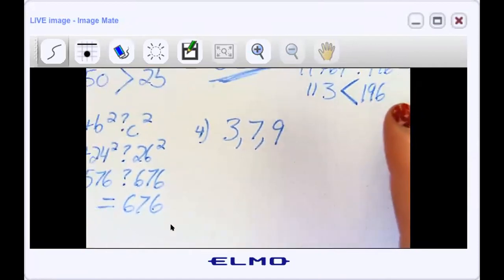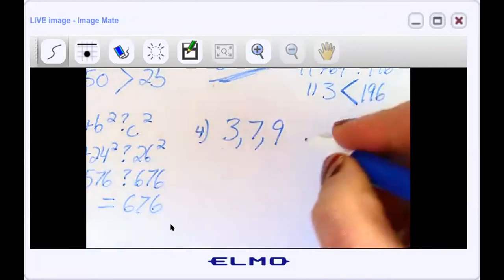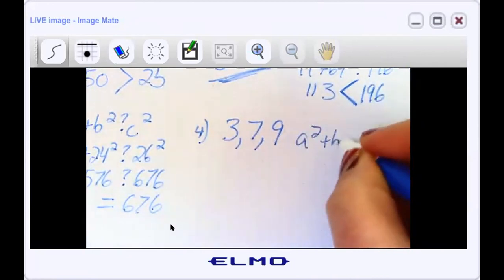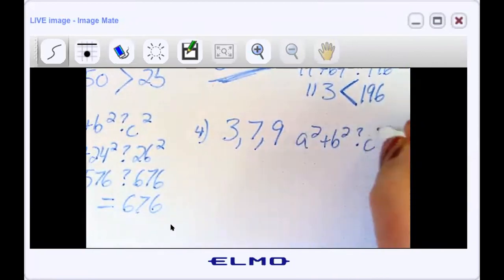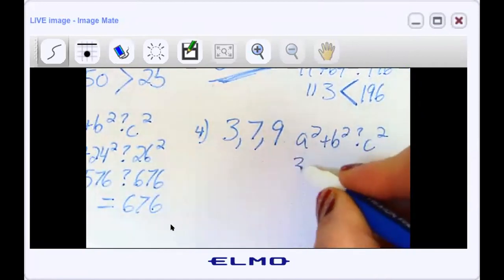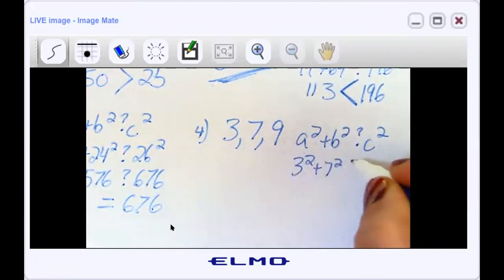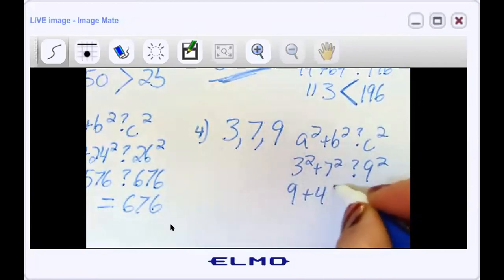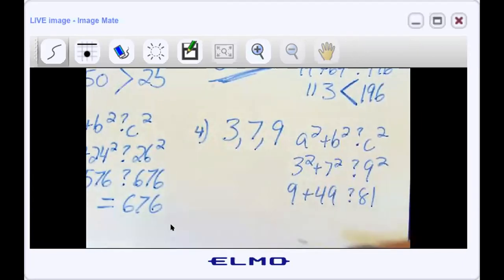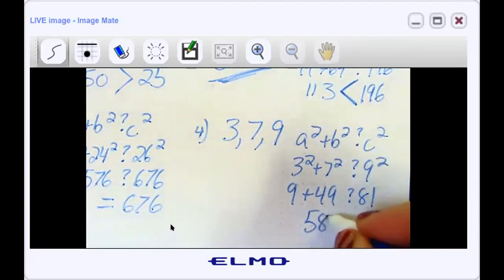So remember what we're doing. We've got to pop in a squared plus b squared and see how it compares to c squared. So I'm going to get 3 squared, 7 squared, 9 squared over here. So that's just 9, 49, 81. 9 and 49 is 58, and 58 is definitely going to be less than 81.